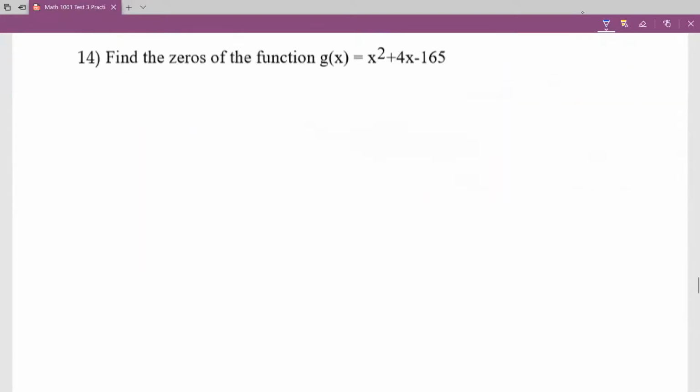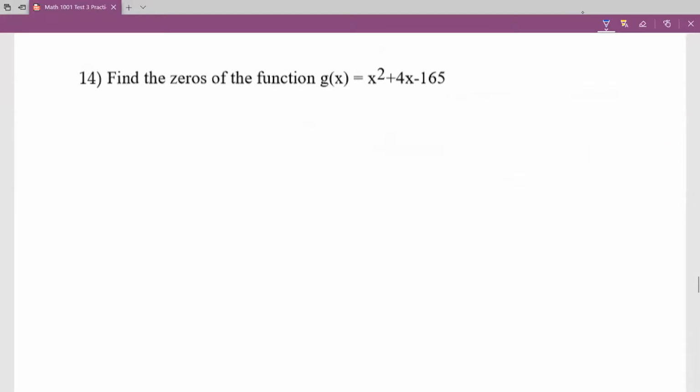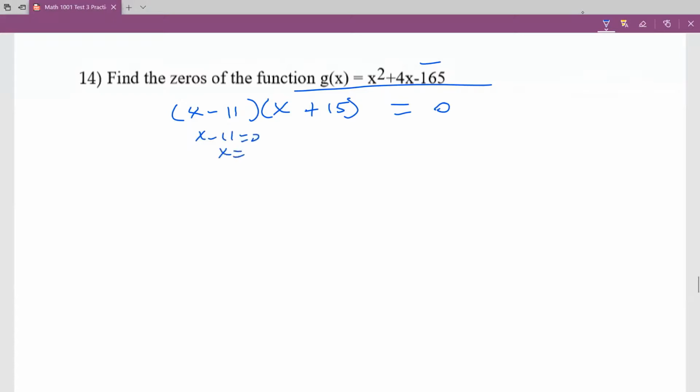The number 14, we want to find the zeros of the function g of x equals x squared plus 4x minus 165. If you're good at factoring, you can get the factors as x minus 11 times x plus 15. You'd have to notice that 165 is equal to 11 times 15. Set those equal to 0, and you get x minus 11 equals 0, or x equals 11, and x plus 15 equals 0, so x equals minus 15.